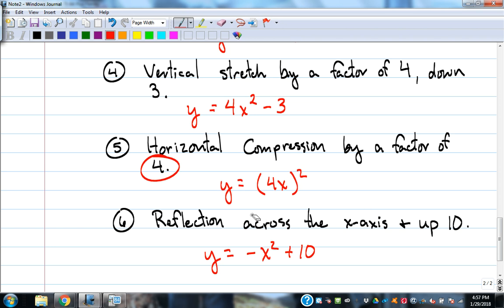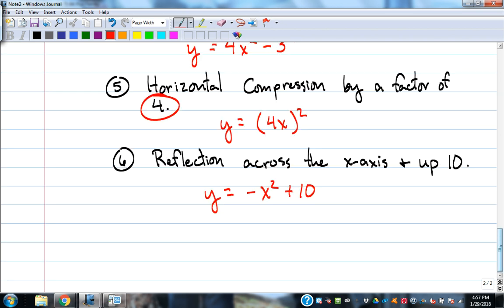Okay, so reflection across the x-axis is the negative that's out in front, and then the plus 10 is our up 10. If it said reflection across the y-axis, the difference would be that you put that in parentheses, because that's the horizontal move. Okay. Not too crazy there. It's easy enough.